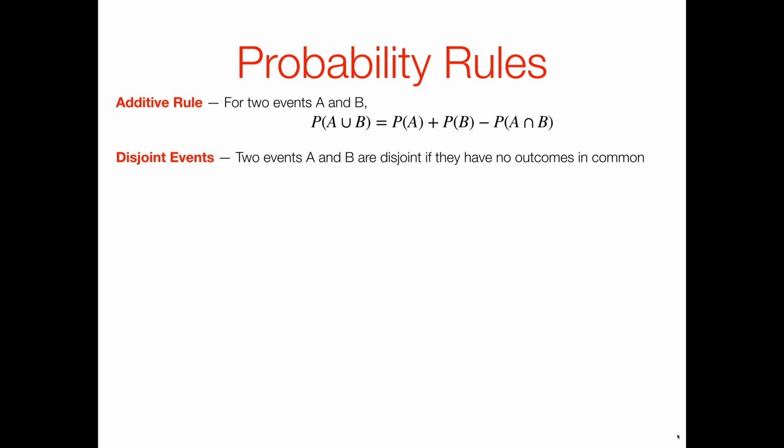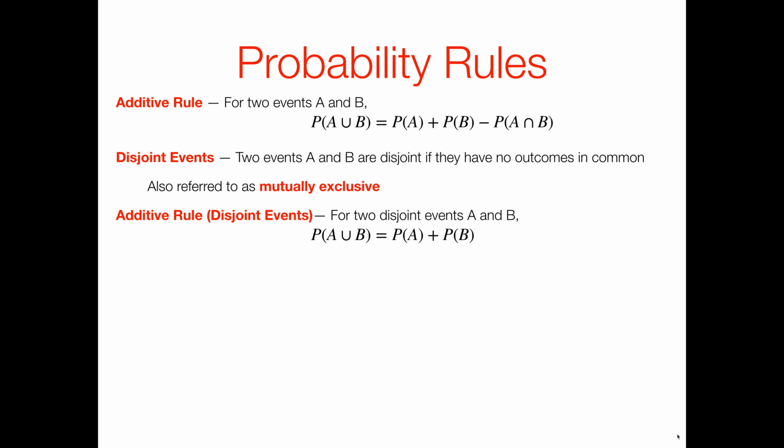Now, if two events A and B are what we call disjoint, that means they have nothing in common. You also might see this referred to as mutually exclusive. If two events A and B are disjoint, then that means we can tweak our additive rule slightly because we don't need to subtract off the probability of both because there's nothing that they have in common. So the probability of A or B is just the probability of A plus the probability of B.